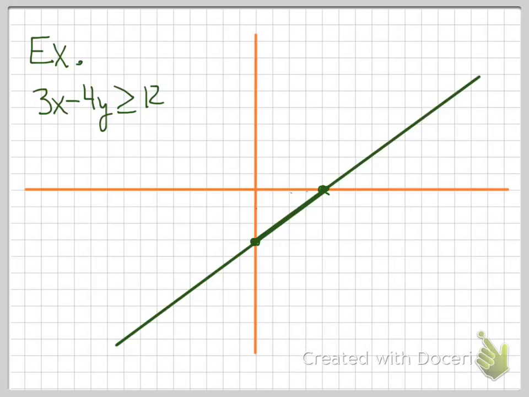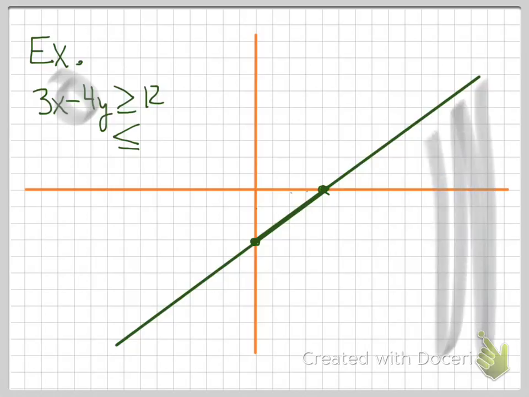Now, here's the thing. Normally this would be greater than, so I would shade above. But if you test this out, because of this minus, if you were solving for y, you would actually end up doing the opposite. So because of this minus, this actually is going to switch if you were solving for y. So you should actually shade below.